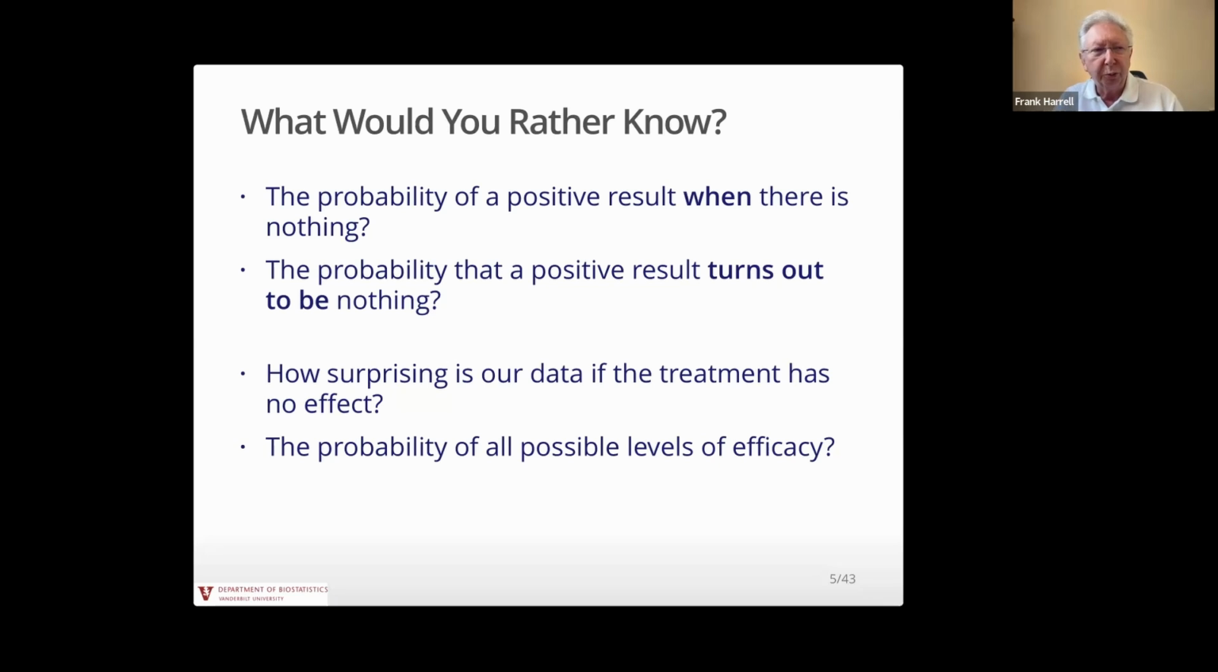So I tried to put together this simplest way of distinguishing Bayesian statistics from traditional statistics, where the first of each pair of bullet points is the traditional, frequentist statistics, and the second bullet point in the pair is the Bayesian approach. So would you rather know the probability of a positive result when there is nothing, in other words, when there's no treatment effect? Or would you rather know the probability that a positive result turns out to be nothing?